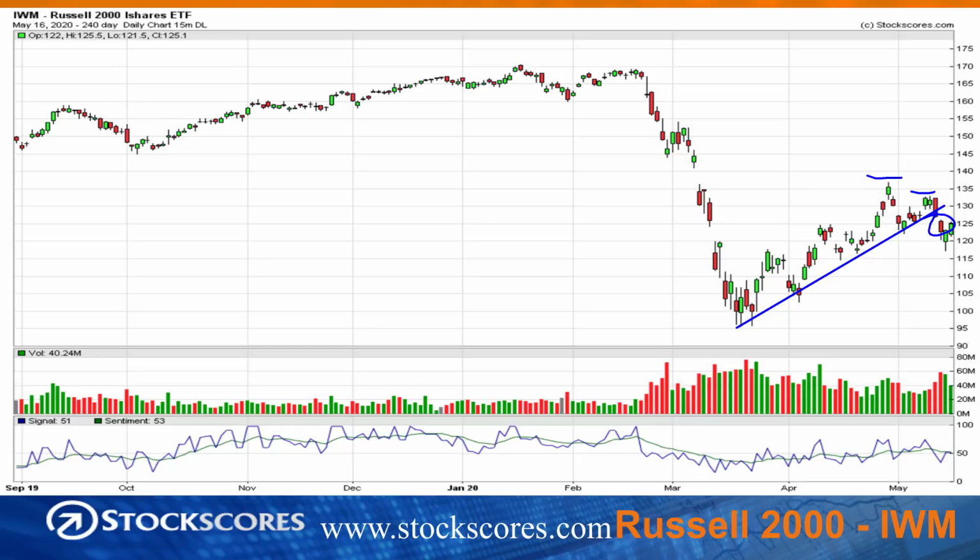Now the only way that that gets overcome is if we can break up through this 135 level, then this negative breakdown will have been negated. For now, be cautious with the small cap US stocks.